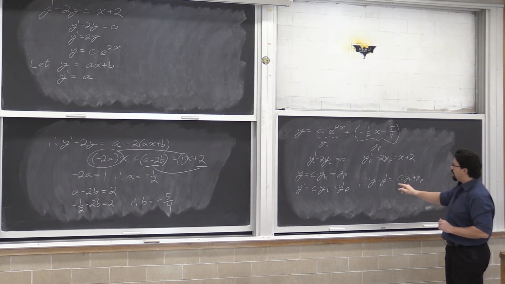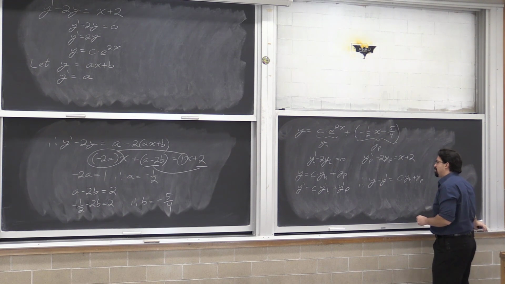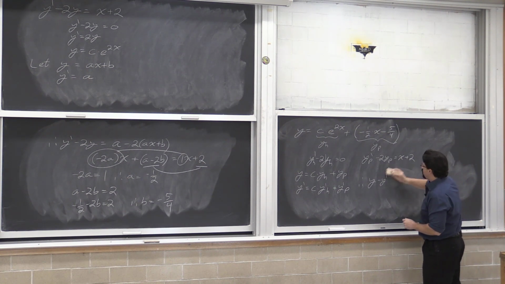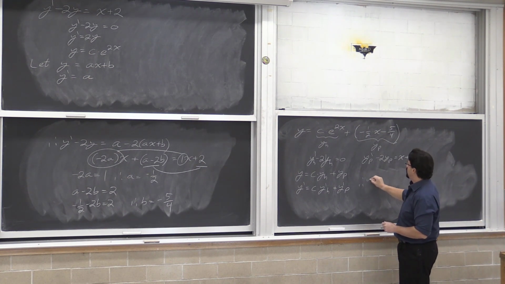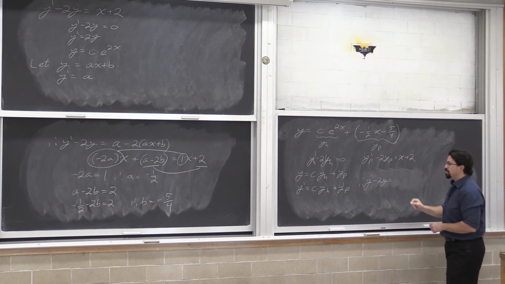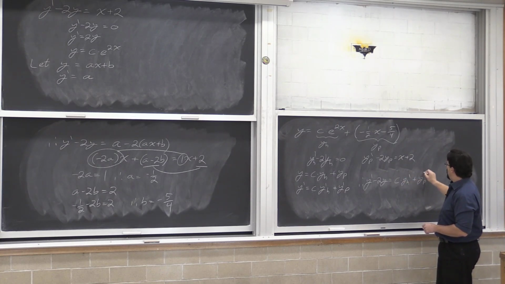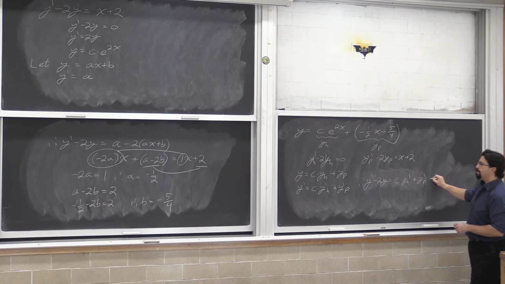Let's make it the actual equation. There we go. y prime minus 2 times y. So that's going to give us c times yh prime plus yp prime minus 2 times the function itself.